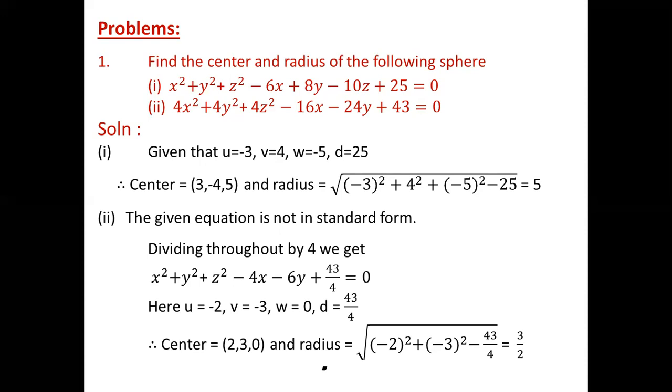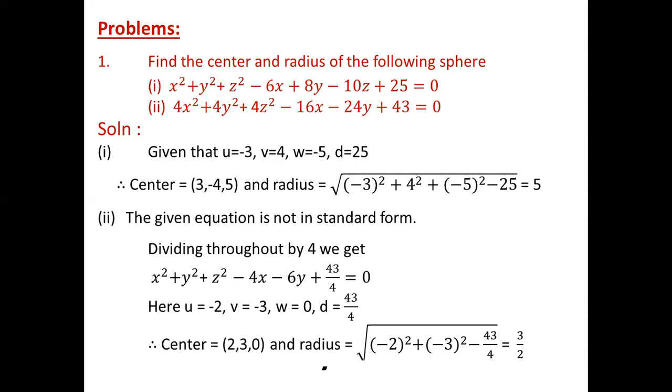So the center of the sphere is given by (−u, −v, −w). Here we can write the center as (3, −4, 5). And the radius is given by the formula √(u² + v² + w² − d). So here it becomes √((−3)² + 4² + (−5)² − 25). After simplification, you are going to get 5. So the radius is 5 and the center is (3, −4, 5). A simple example to find the center and radius of a sphere.